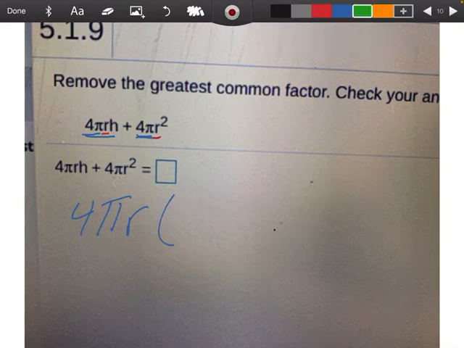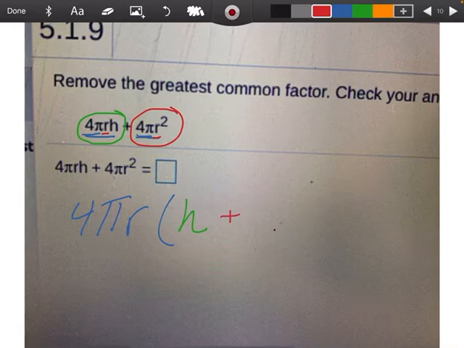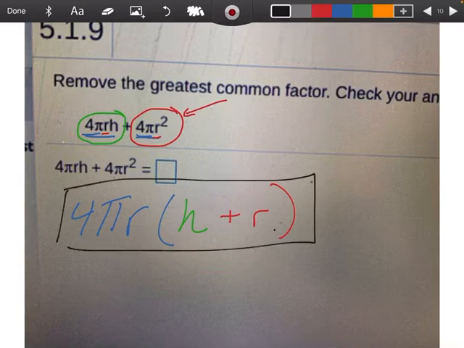So I want you to think about this for a minute. If we take out a 4, a pi, and an r from this piece, then all we're going to be left with is the letter h. And if we take out a 4, a pi, and r from this piece, we should still be left with one of the r's, because remember, here there are 2 of them, right? So this would be my answer, okay?